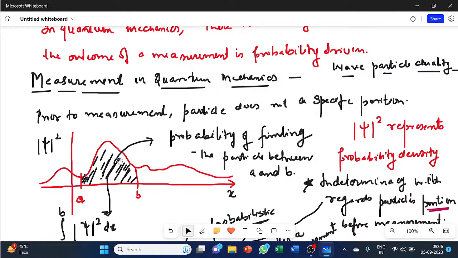Prior to measurement, you don't know anything precisely about your position. Right now I'm putting more focus on position only. But after the measurement has been made, when we try to accurately determine the position of the particle, you will come to know that there is a certain spike. So your wave function collapses to a certain spike.